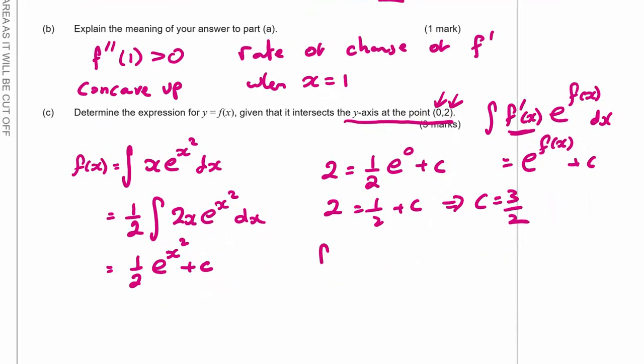And therefore our function is going to be f(x) = half e^(x²) plus 3/2.